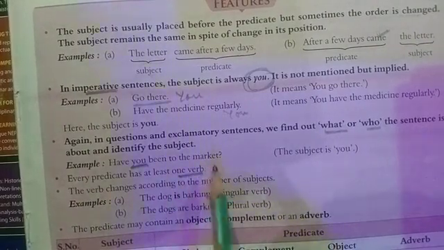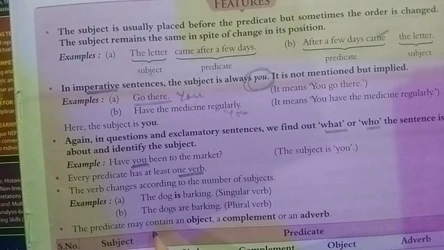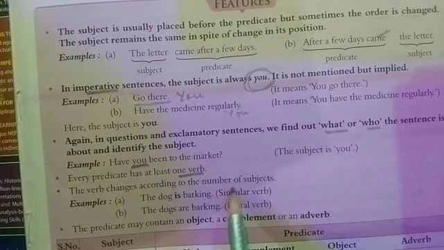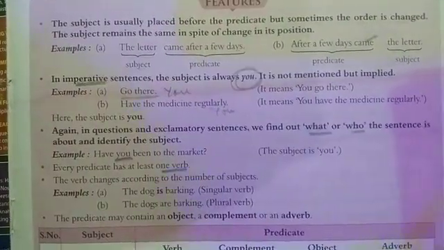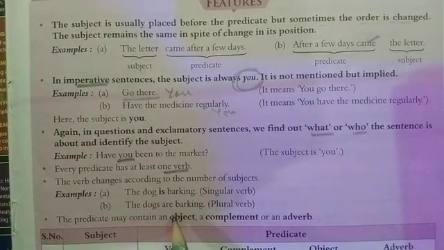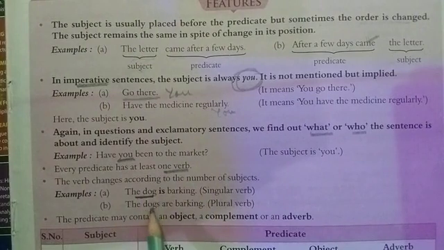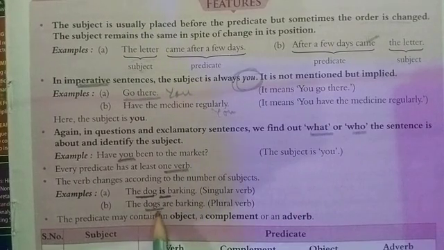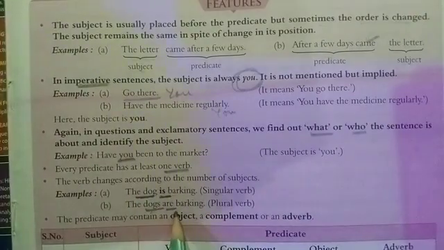Every predicate has at least one verb. That should be the criteria, and the verb changes according to the number of the subjects. If the subject is singular, the verb is singular. If the subject is plural, the verb is also plural. The dog is barking. The dog is singular in number, meaning one. That's why is is used, and the dogs means more than one. Therefore, are is used. Dog is, and dogs are.